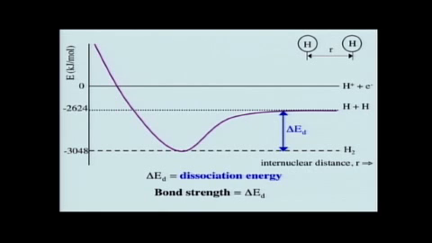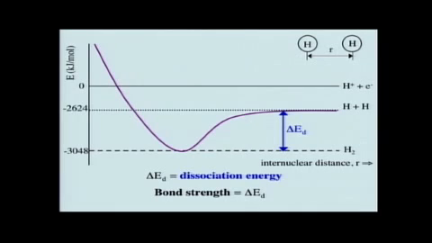So another way to talk about dissociation energy is simply to call it bond strength. It's the same thing. They're equal to each other. If we know that this is the dissociation energy for a hydrogen atom, we can also say the bond strength for hydrogen molecule is 424. So there's actually another way to graph it where we can directly graph the dissociation energy or the bond strengths.